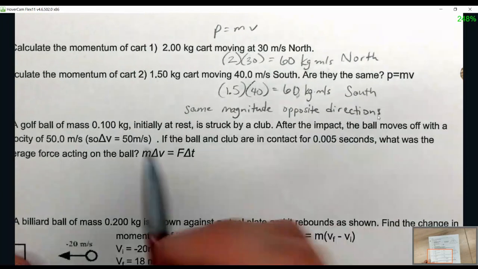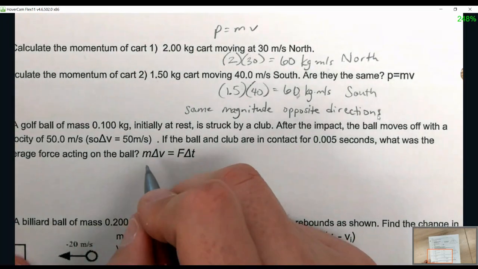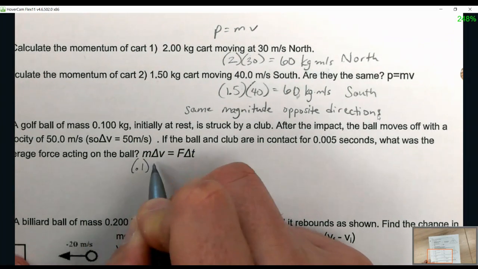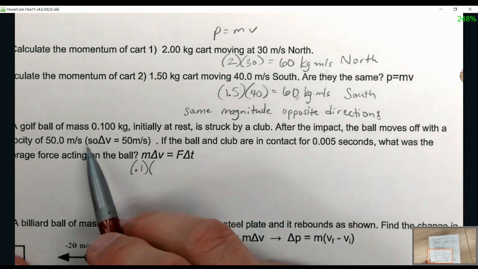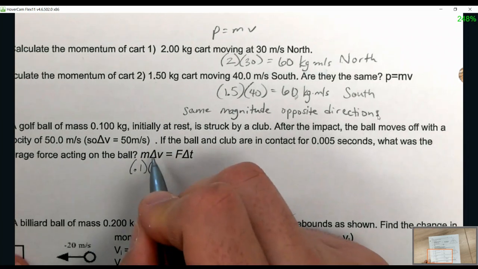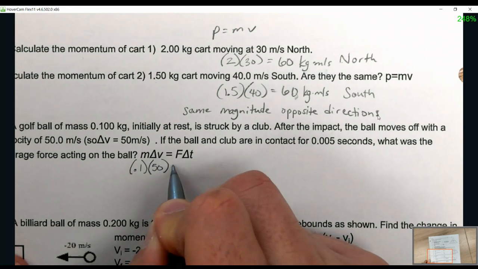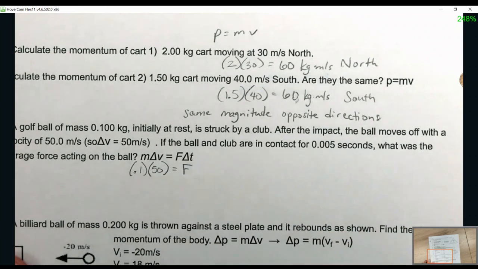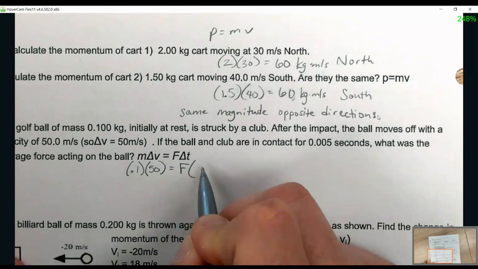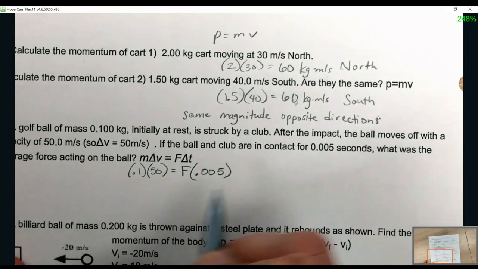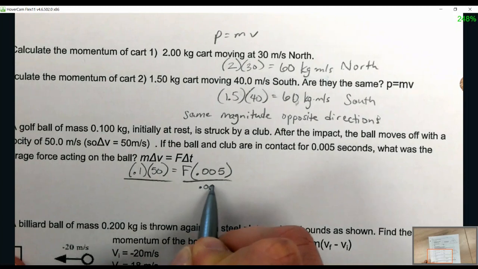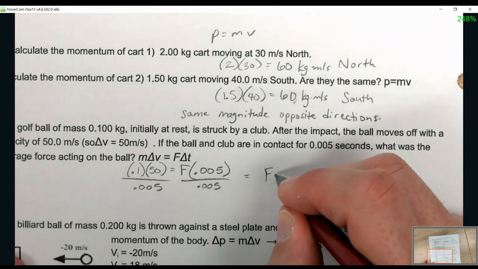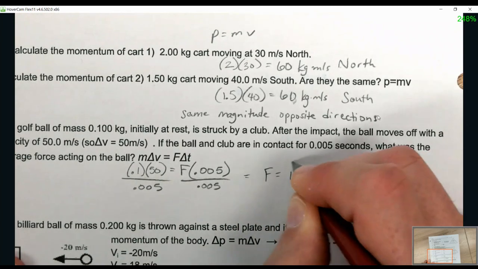In this one, golf ball, 0.1 kilograms, so 100 grams. If that is 0.1 for the mass, it's originally at rest and it gets up to 50, so the change in velocity would itself be 50 meters per second. We don't know how hard we hit it with, but we know that the golf ball and the golf club are in contact only for 0.005 seconds. So to figure that out, you're going to divide both sides by 0.005, and you should kick out a force of 1,000 newtons.